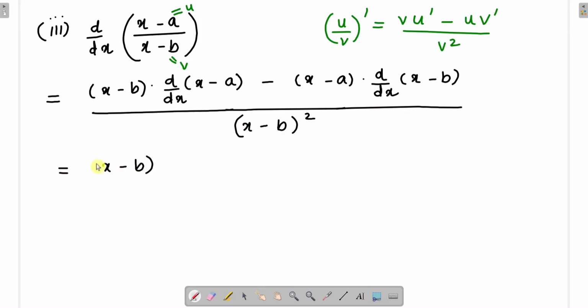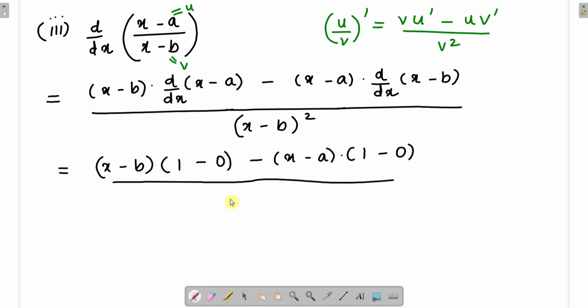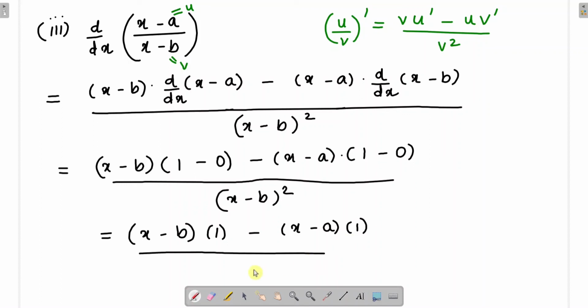X minus b times, now derivative of x is 1 minus derivative of a is 0, so minus x minus a multiplied by derivative of x is 1 minus derivative of the constant b is 0, divided by x minus b the whole square. Okay, so this will be equal to x minus b times 1 minus x minus a times 1 divided by x minus b the whole square.